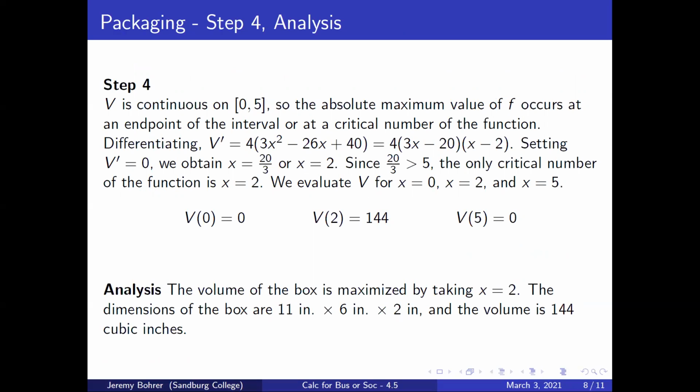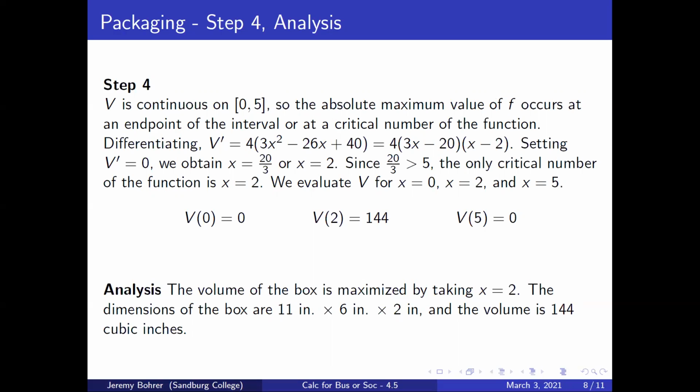V is continuous on the closed interval 0 to 5, so the absolute maximum value of f occurs at an endpoint of the interval or at a critical number of the function. Differentiating, v prime equals 4 times 3x squared minus 26x plus 40, which is equal to 4 times 3x minus 20 times x minus 2. Setting v prime equals 0, we obtain x equals 20 over 3, or x equals 2. Since 20 over 3 is greater than 5, the only critical number of the function is x equals 2.